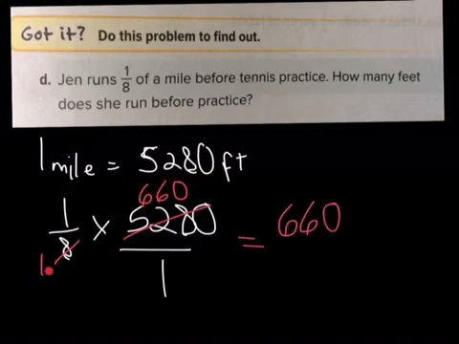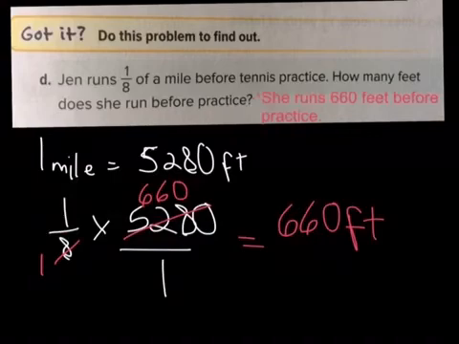And then 1 times 1 is 1, so we don't write it over 1. And there we have it, boys and girls. What do we have? We have feet. 1/8 of a mile is 660 feet, and that's how much she runs. Therefore, she runs 660 feet before practice. This is a key answer. Please write this down, and you can circle it as well right after you've written it down.